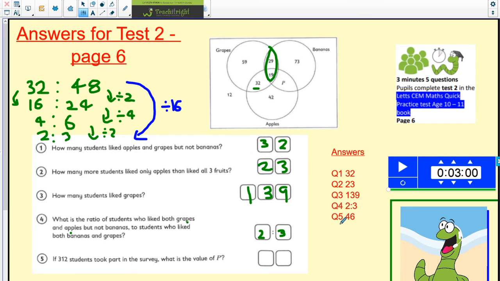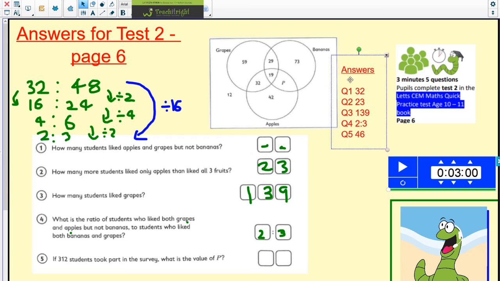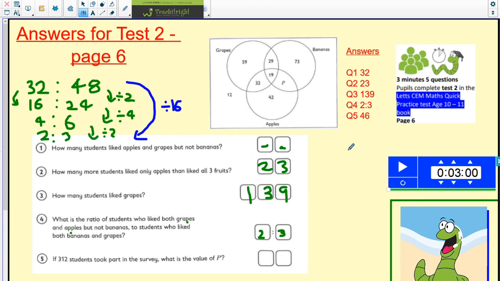Right, if 312 students took part in the survey, what is the value of P? Oh my goodness, right. Well, this one, slightly longer to work out. I think I'm going to set the working out for you so you can follow it through. I need some space here.